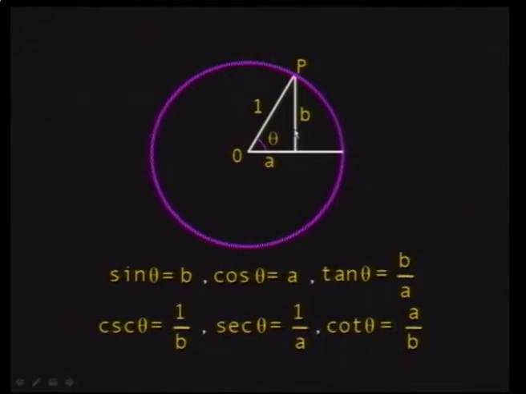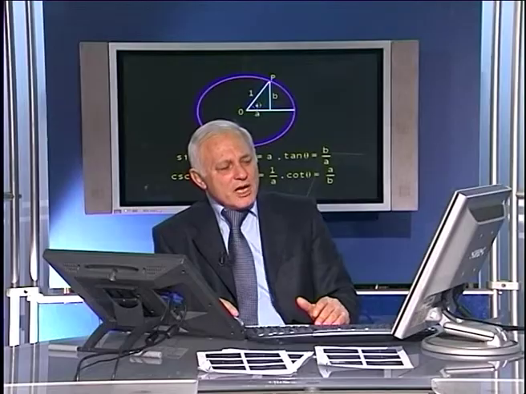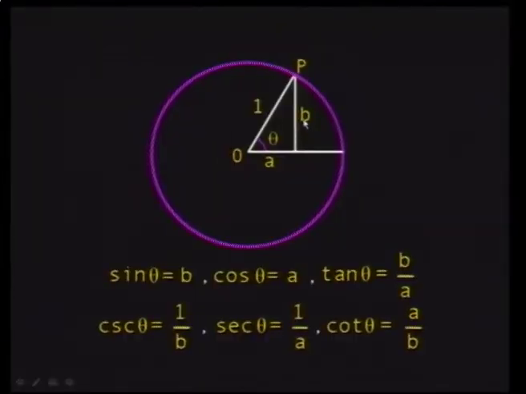This is why sine is always less than or equal to 1, because b is always less than 1 and a is less than 1. So sine theta and cosine theta always vary between 1 and minus 1. Why minus 1? Because sometimes b is positive, sometimes it is negative. For example, if theta is in the fourth quadrant here, b is negative, so the sine is negative. So it's only positive when b is positive. In other words, the sine is positive in the first and second quadrants.